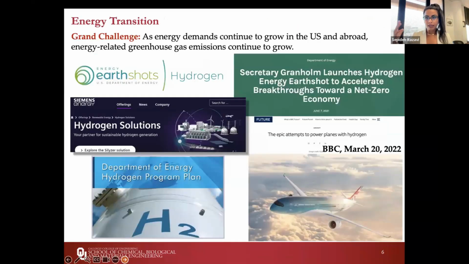So the problem is that the population is going to continue to grow. And if we want to stick with the production of energy using fossil fuels, we're going to generate greenhouse gases, which is going to lead to exacerbation of climate change, right?